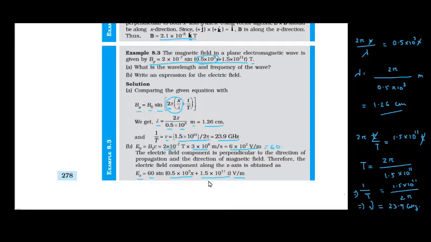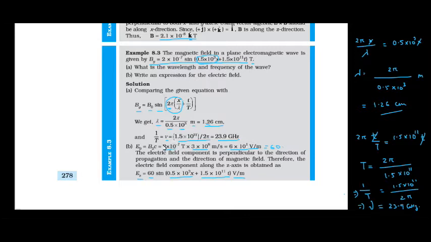So again, let us review this. We know that By is equal to B naught sine 2 pi x by lambda plus t by T. Now we are comparing this with this equation. Upon comparing, we got lambda is equal to 2 pi upon 0.5 into 10 to the power 3, which gives 1.26 centimeter. Again 1 by T is equal to nu is equal to 1.5 into 10 to the power 11 upon 2 pi, and 23.9 gigahertz. Then now this is lambda and nu which we have found.